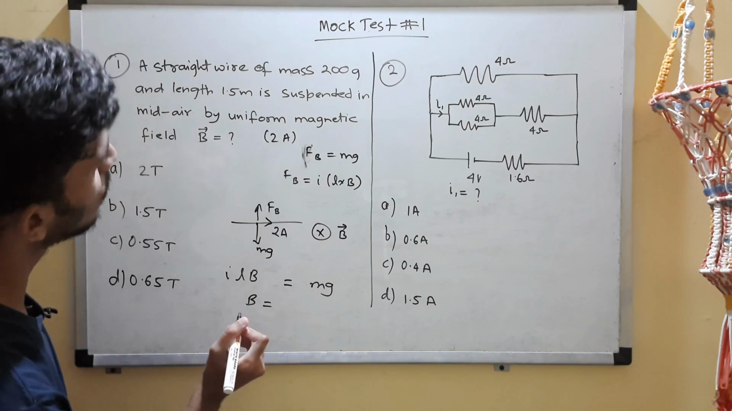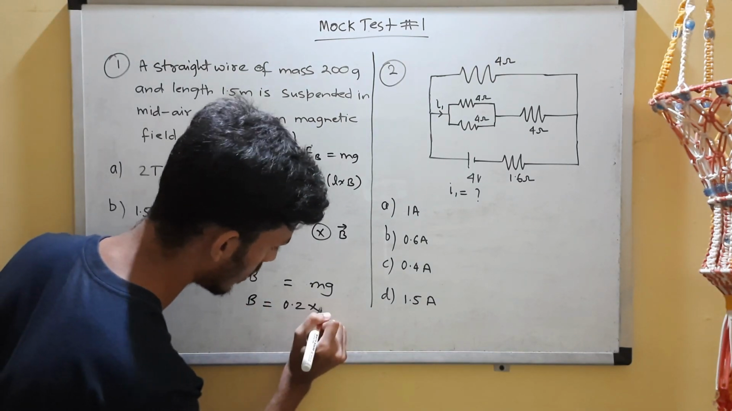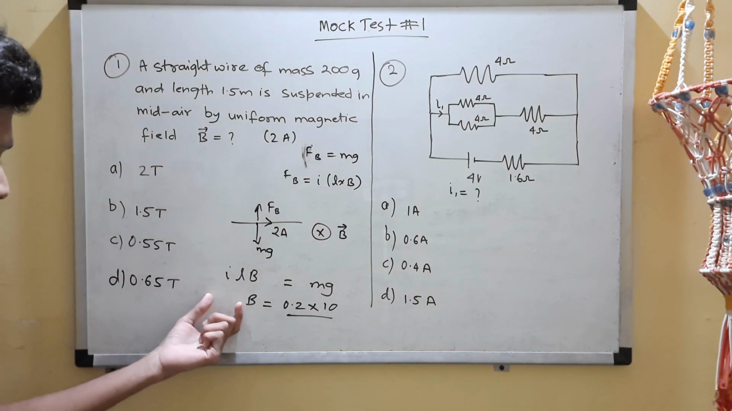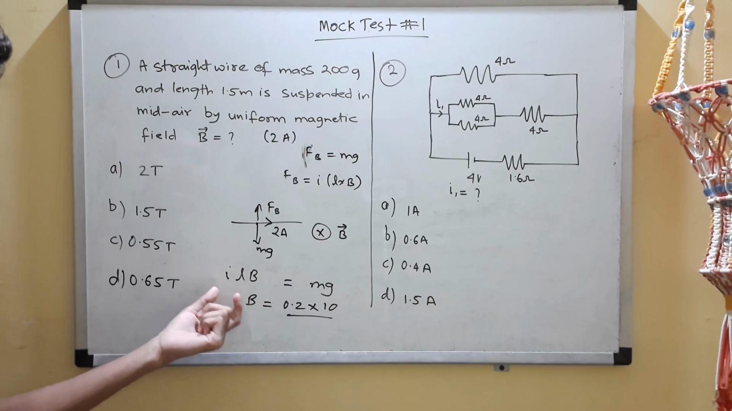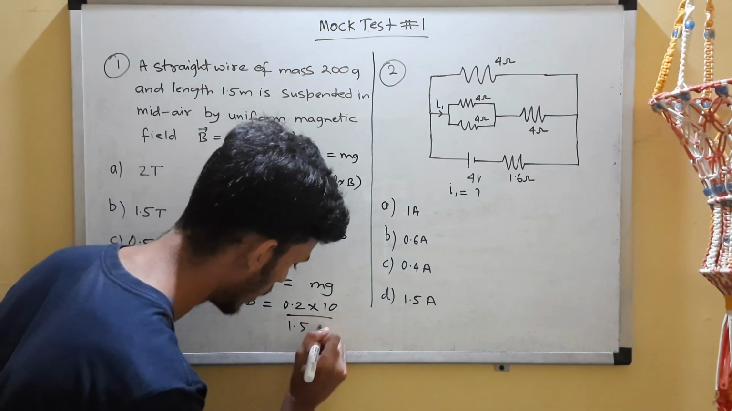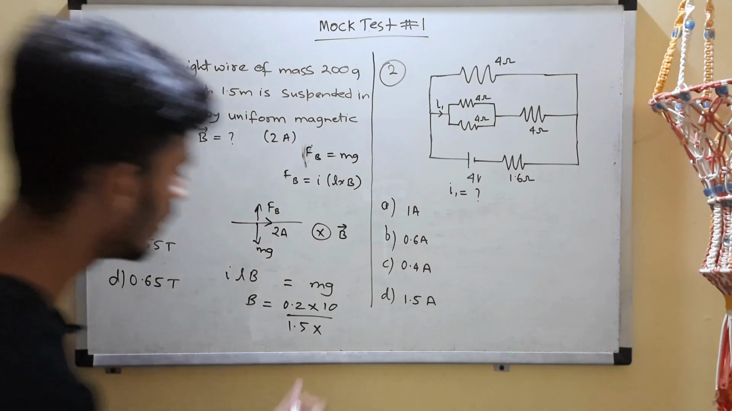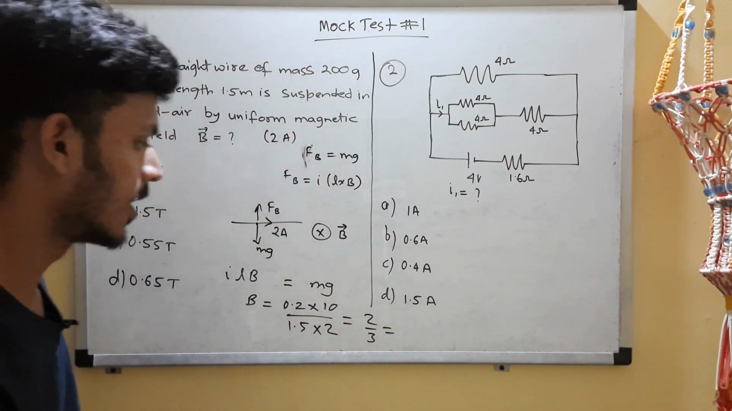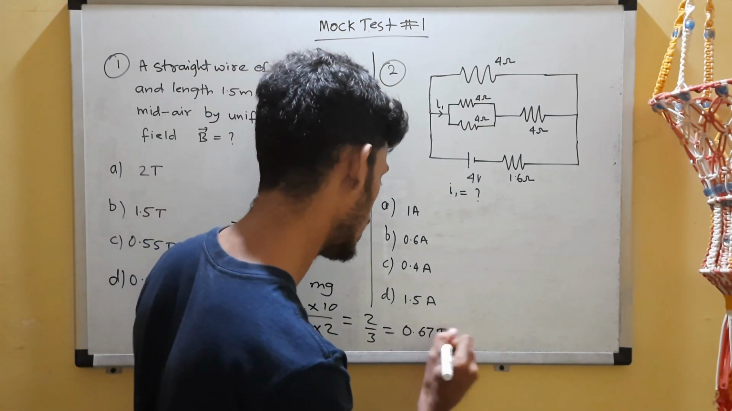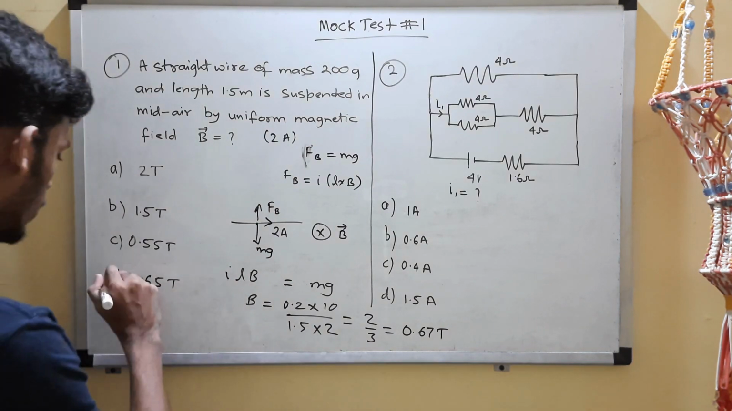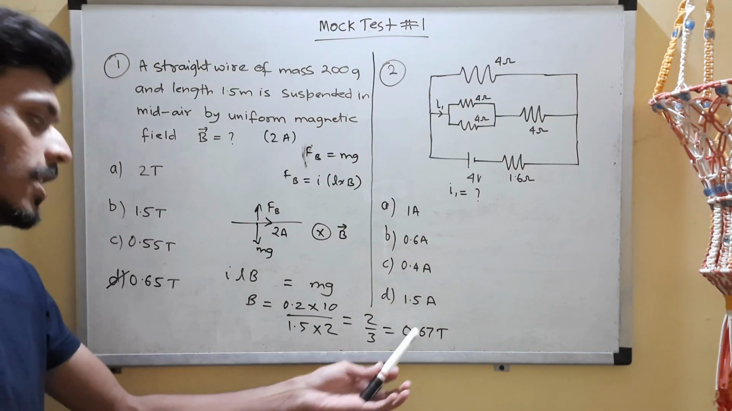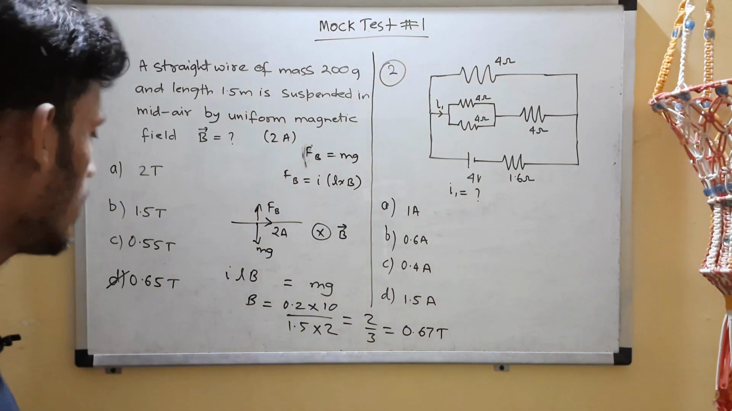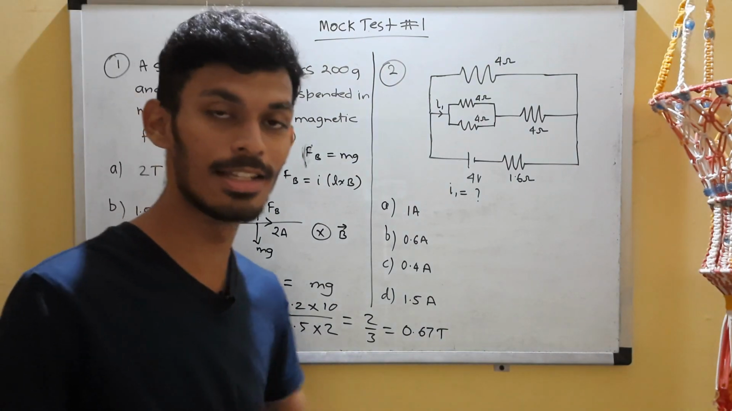M is 200 grams, 0.2. G, I'll take it as 10. Actually, we are supposed to take it as 9.8, but anyways, we'll get a close approximation. Then B equals mg by I L. So that is 1.5 length into the current, which is 2. So 1.5 into 2, that is 3, and 2 by 3. 2 by 3 is 0.67. So 0.67, and that is in Tesla. So yes, a close approximation, which is 0.65. We are getting 0.67 because we took 10 in place of 9.8. So yeah, option D, 0.65 is the correct choice over here.